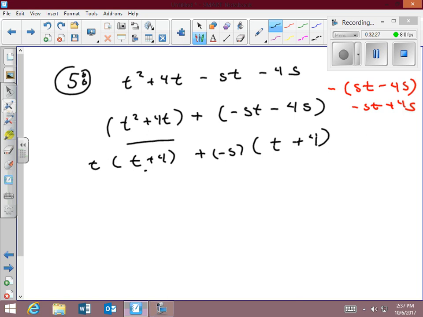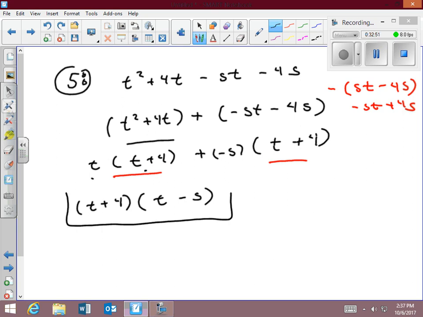Now then, you look at this term and this term. What's common? T plus 4. So I'm going to go a t plus 4, and then what's left? That t, right? And then it's a minus s, right? And there it is.